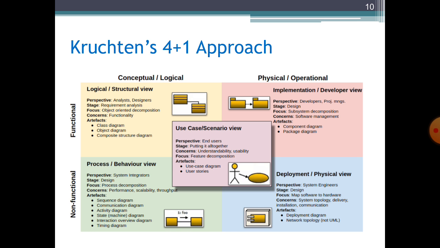We focus more on feature decomposition, and the artifacts or diagrams we can utilize to document this use case or scenario view are the use case diagram and the user stories. The use case diagram gives us a functional perspective of the system, where we have actors and use cases, and it tells us how an actor communicates with the system. This use case diagram was also discussed in great detail in lectures 5, 6, and 7.